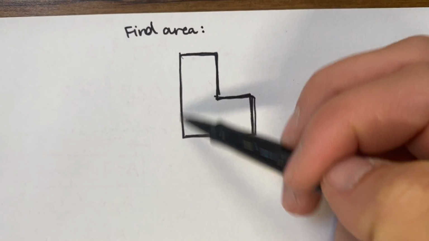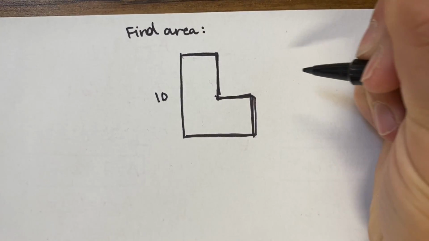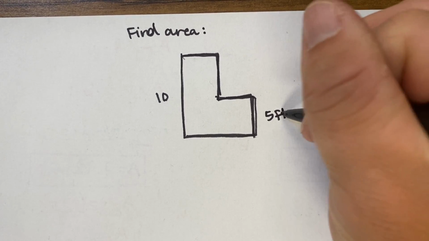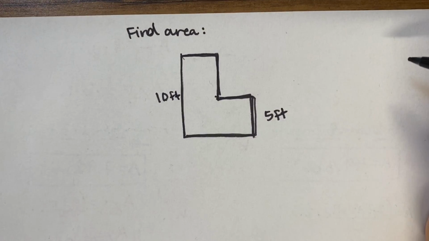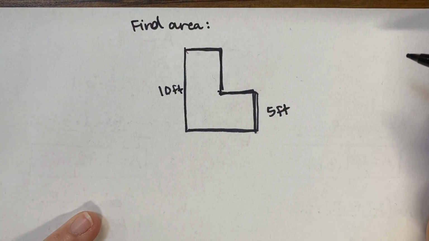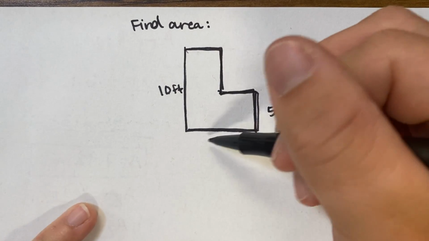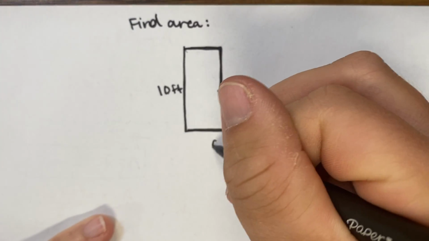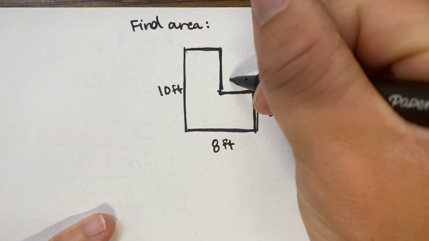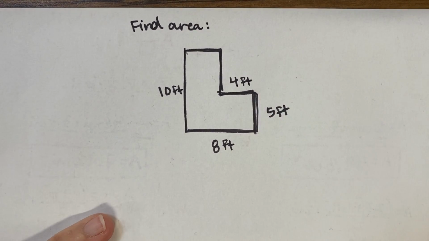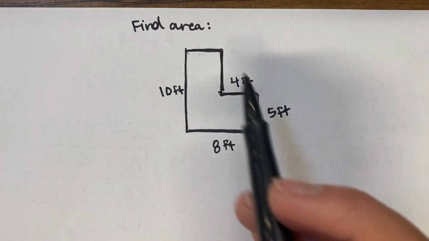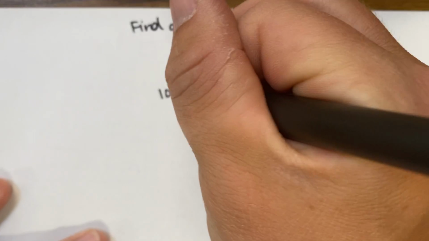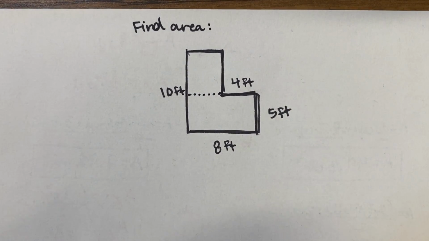Okay, so we know this side, I'm going to say is 10. This little side is 5. Well, feet, sure. Just forgot to put feet. Okay, and then let's say that this side is, let's go 8 feet, and this guy will be 4 feet. Okay, so we're trying to find the area of this weird shape, right? So what we're going to actually have to do is split it into 2 rectangles to find the area.